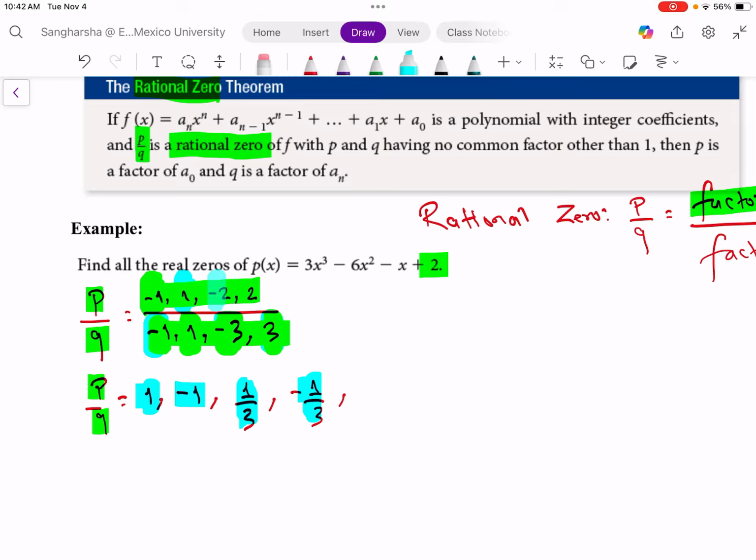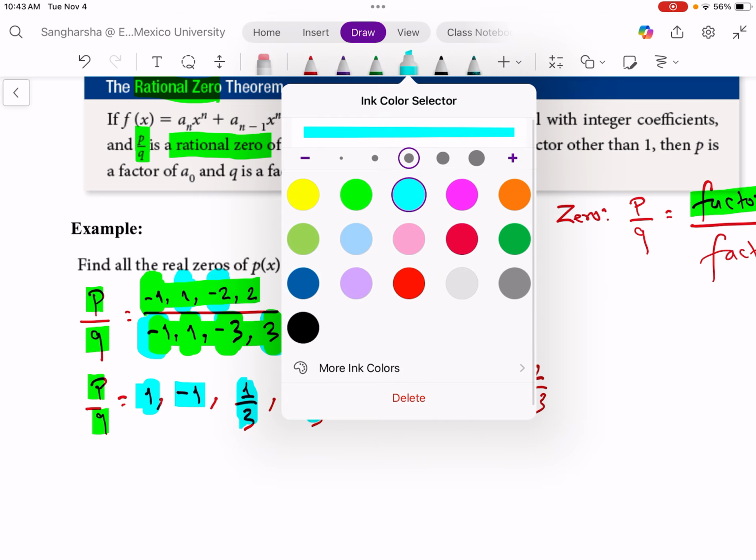Now let's go to negative 2. Negative 2 divided by negative 1 is positive 2. Negative 2 divided by positive 1 is negative 2. Negative 2 divided by negative 3 is positive 2 over 3. Negative 2 divided by positive 3 is negative 2 over 3. Now the next one, let's take positive 2.